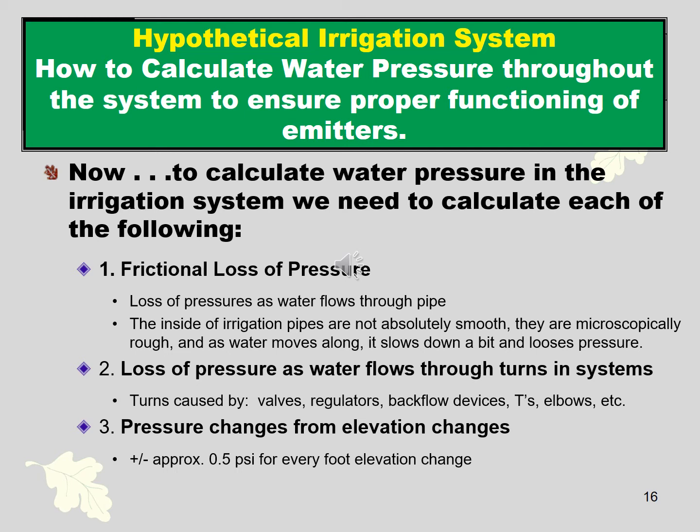Also water moving through the valve itself, or regulators, backflow devices. If your irrigation pipe does a 90-degree turn, that slows the water down and decreases the pressure. All of those things can cause changes in pressure in addition to the elevation changes.